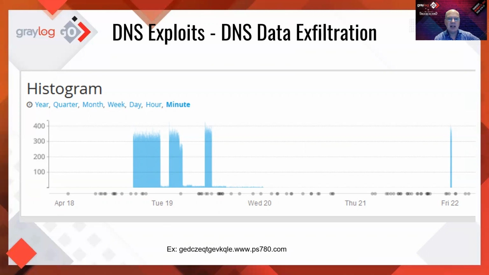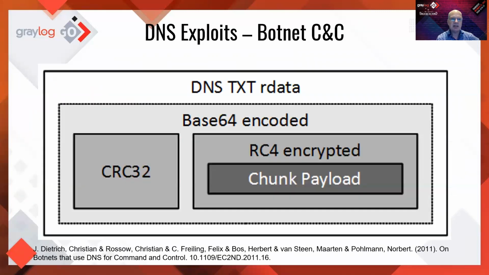We're able to find things like DNS data exfiltration. This is an example of a particular customer, one of thousands of customers that we had that were using our DNS service. We were able to see very clearly that the domain here, www.ps780.com, with that subdomain, was using DNS on a routine basis. And within that data, there were text records, and it was actually exfiltrating data. And here's how that's done.